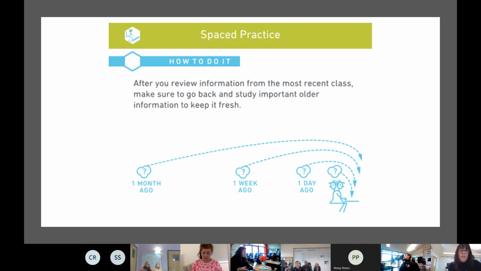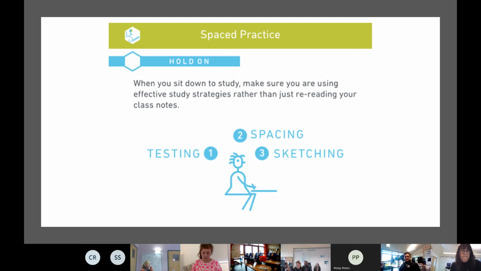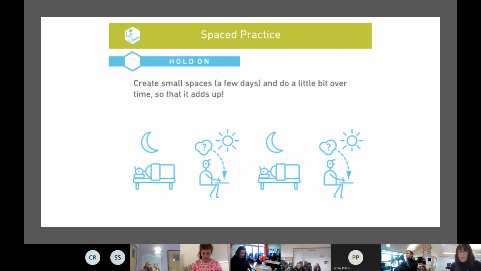After you've reviewed the information from the most recent class, make sure you go back and study important older information to keep it fresh. When you sit down to study, make sure you are using effective study strategies rather than just rereading your class notes. Remember how we do the testing, the spacing, making the sketch notes. That incorporates all of our graphic organizer learning that we've been doing.